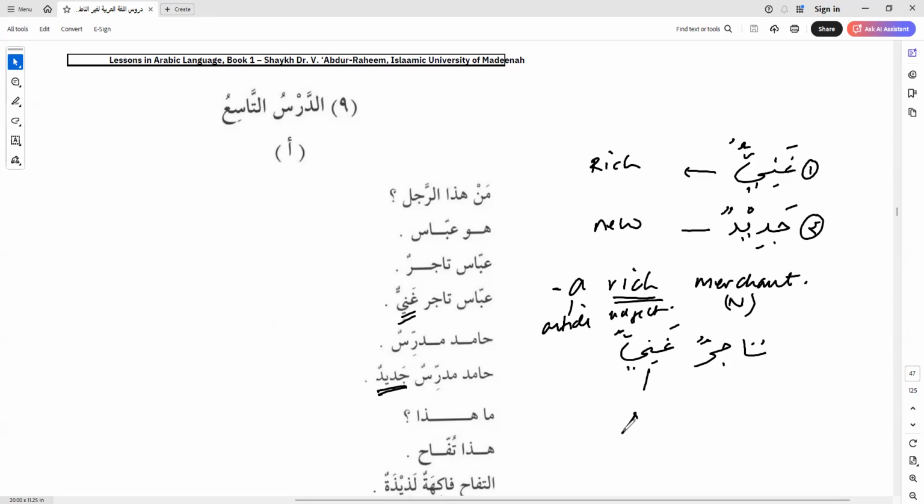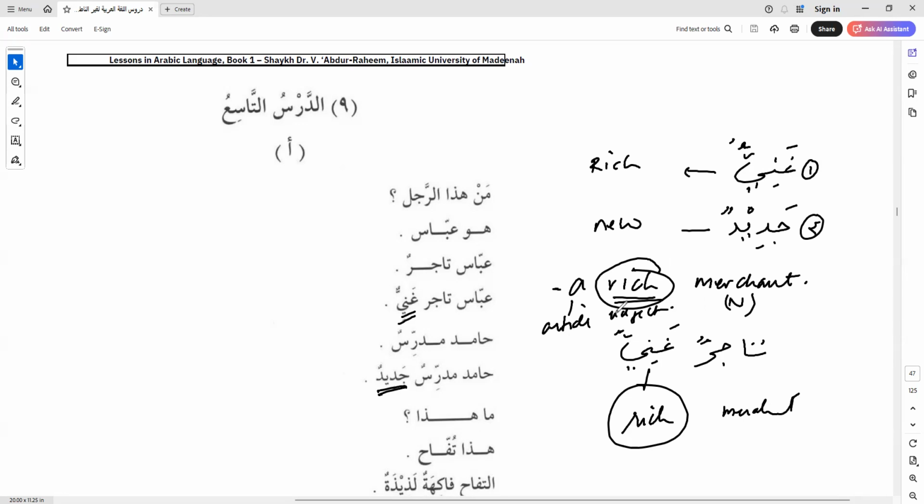So this is the rich, and this is the merchant. So you can see that the position of the adjective is always at the end, or it comes after the noun. But in English, the adjective comes before the noun. So you have to say the adjective first before you say the noun that it is describing.